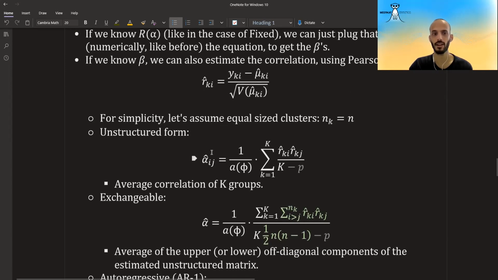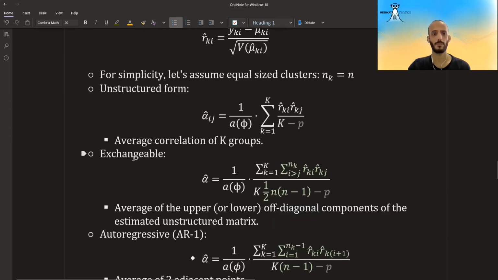So for example, in the unstructured form, we just take the average of the correlations over the k groups that we have. Yeah, so we calculate the correlation of each 2 observations within group, and we take the average of it across all the k groups. For the exchangeable, for example, we take the average of all the upper or lower off-diagonal components of our correlation matrix, and we divide it by the number of correlations that we took.